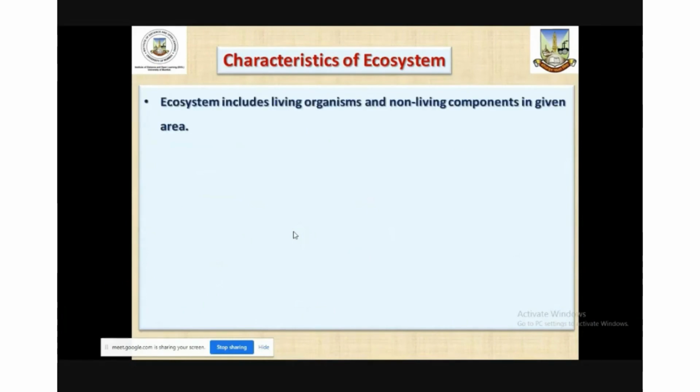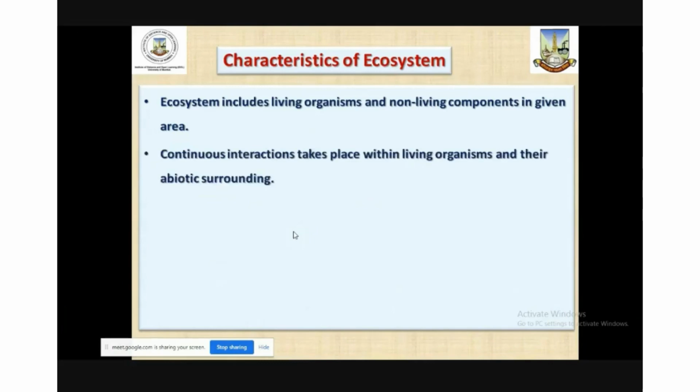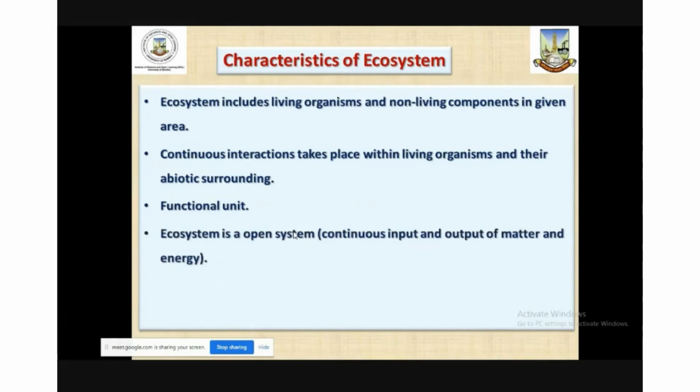Now let us try to understand different characteristics of the ecosystem. The first characteristic of an ecosystem is that it includes living organisms and non-living components in a given area. So an ecosystem not only includes the organisms but also their physical surroundings. Ecosystem is also considered a continuous interacting system wherein the living organisms interact with their abiotic surroundings. It is a functional unit, like we have discussed, where several kinds of processes and functions continue between organisms and the physical surroundings.